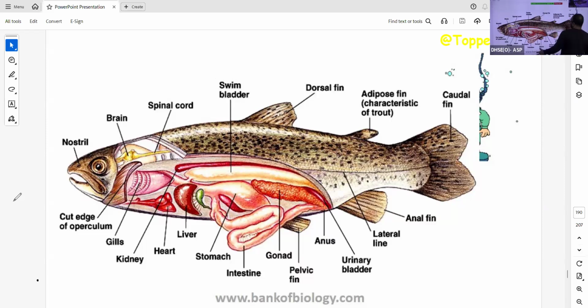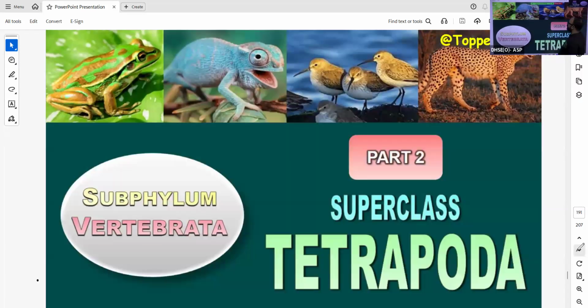Just for your information, this diagram is present, so that you understand the physicality, or the morphology and anatomy, of a fish. Okay? Fine. Now, fish is done.